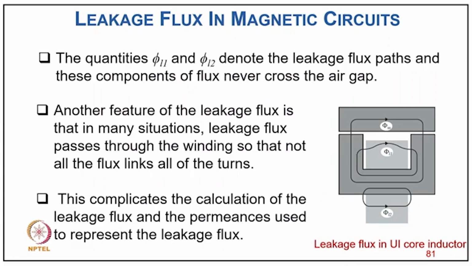Another feature of the leakage flux is that in many situations leakage flux passes through the winding, so that not all the flux links to all of the turns, and this complicates the calculation of the leakage flux, and permeance is typically used to represent the leakage flux.